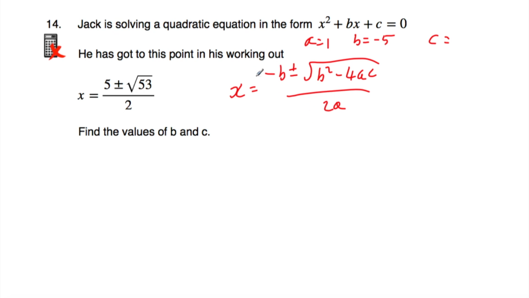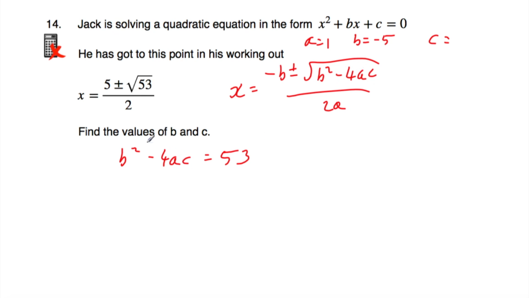If we look at the beginning bit here, we had minus b, and that's equal to 5, so b would have to be minus 5, because minus minus 5 would be 5. So to find the value for c, we're going to have to focus on what's underneath the square root. So this b squared minus 4ac is equal to 53, because that's what's under the square root sign, that b squared minus 4ac.